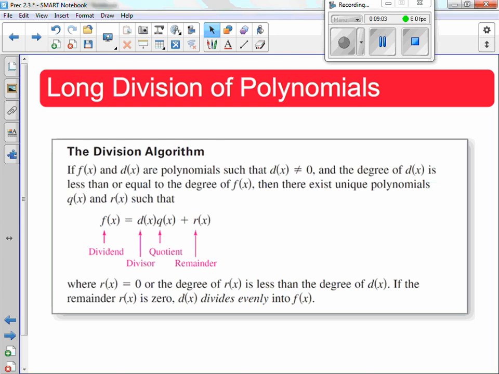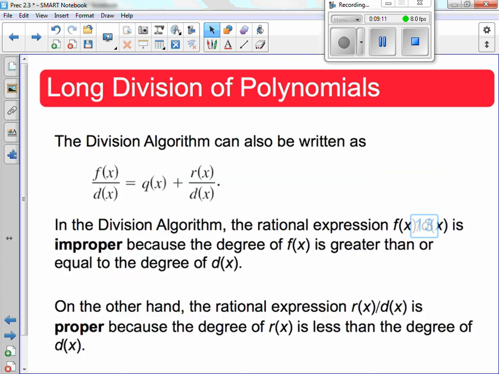f of x is equal to d of x times q of x plus r of x. There exists a unique polynomial q of x and r of x such that this is true: divisor, quotient, remainder. So pretty much we can write it.